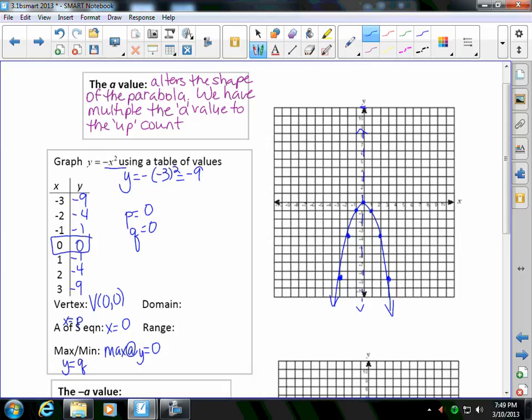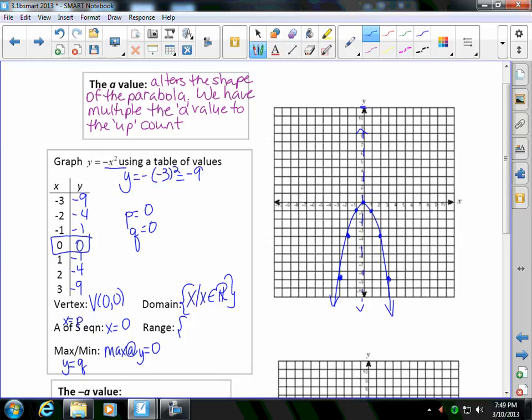Our domain, we just went between the values of negative 3 and 3, but we could have gone further in both directions. So our domain is the set of values for x such that x is an element of real numbers. And for every graph that we're going to do, unless they specifically give you values to use and say that these are the stipulations or boundaries, it will always be all real numbers for domain.